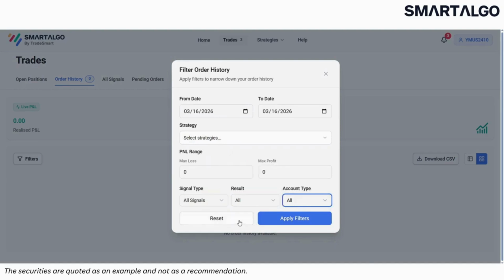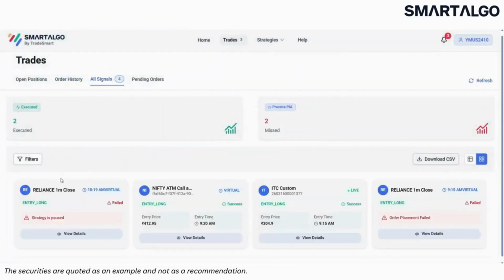The all signals section shows every signal that was triggered by your strategies, how many were successfully executed, how many were missed, and the specific reason behind each missed signal, helping you identify and resolve issues quickly.